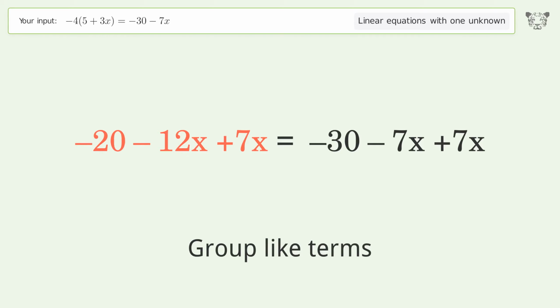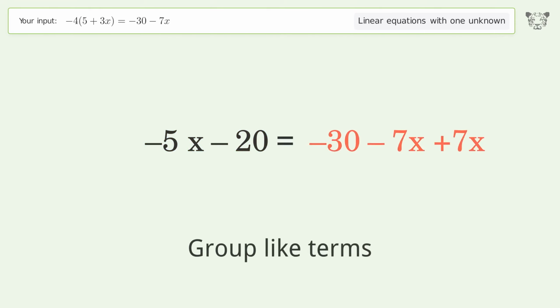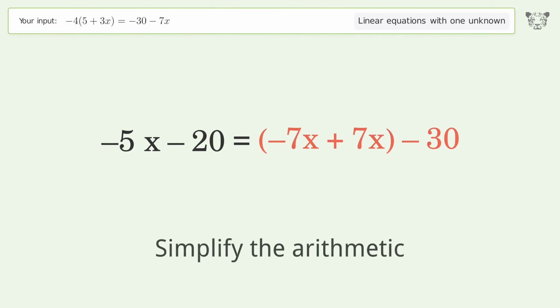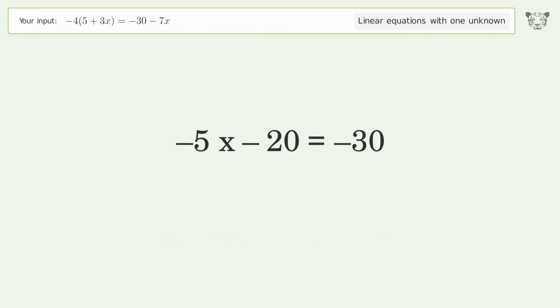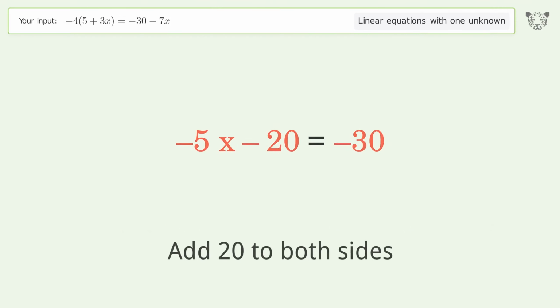Group like terms. Simplify the arithmetic. Group like terms. Simplify the arithmetic. Group all constants on the right side of the equation. Add 20 to both sides.